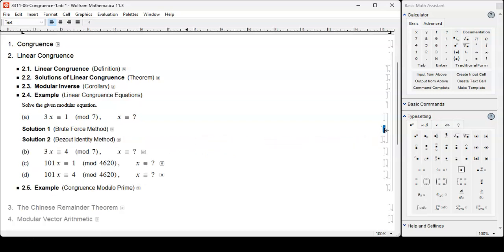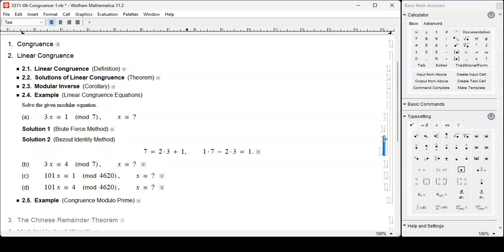Here's an alternative solution, Bezout's identity, the Bezout linear combination identity. 7 is 2 times 3 plus 1, so we can rewrite it like this: 1 times 7 minus 2 times 3 is 1. So we have a linear combination leading up to the GCD. Now 1 times 7 is 0, since 7 is congruent to 0. So drop it out, what do you get?